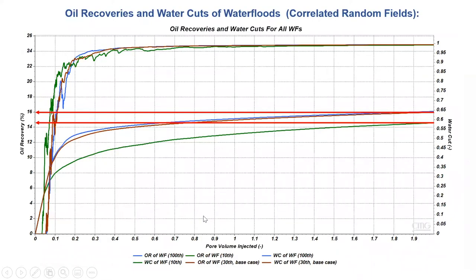Now, what about the recoveries? Well, for the shorter correlation length, for the longer correlation length, you get slightly lower recovery. But if you look at the recoveries, they're quite close together. Maximum recovery is only about 14-15%. It's only a couple of percent difference. There's the water cuts, slightly later, slightly earlier for the longer correlation length. And this is like the very early breakthrough that we see in the water floods and very poor recovery.